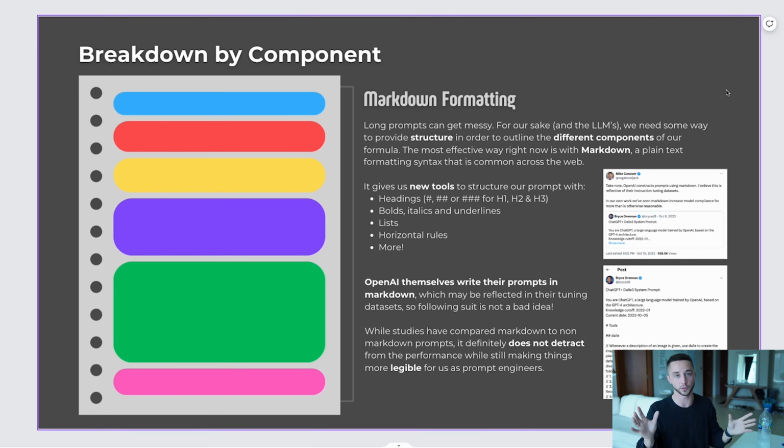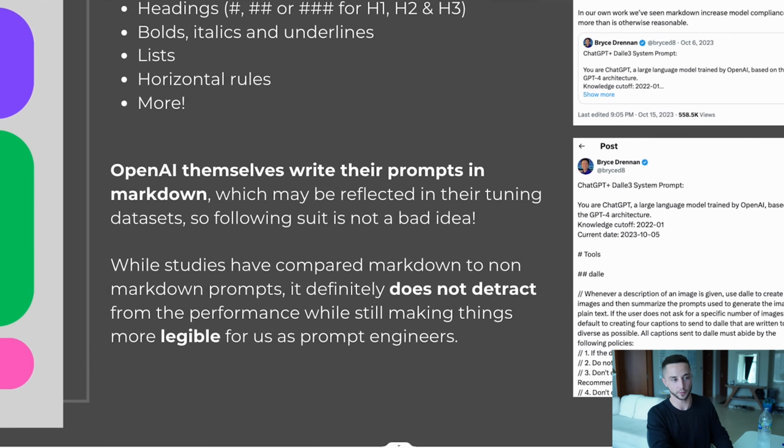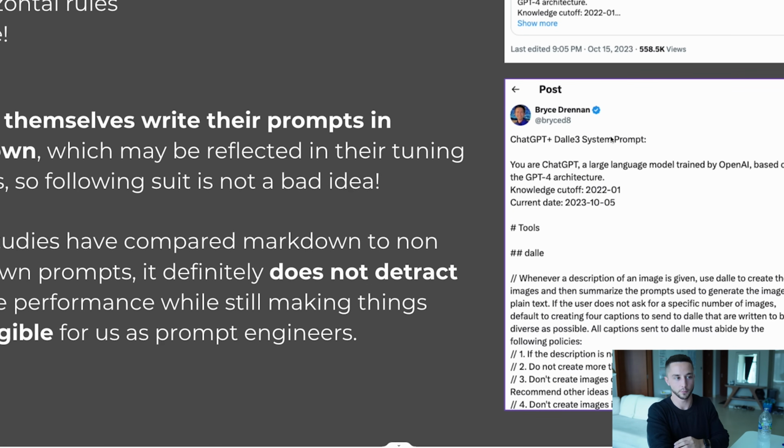While I don't have any research to back that up, my only data on why we should be doing this and why it may perform better is because you can see over here, someone managed to extract out the system prompt from DALL-E 3 within ChatGPT, and OpenAI themselves are actually using this markdown formatting. So you can see a pound symbol here and then tools. So these are markdown headings, as we're going to go into in a second.